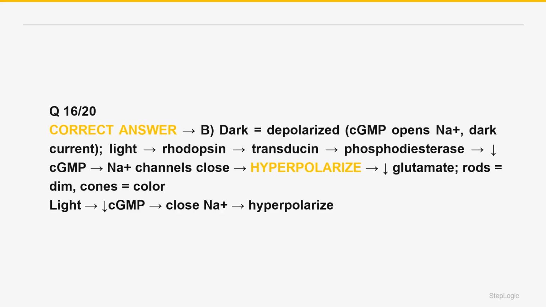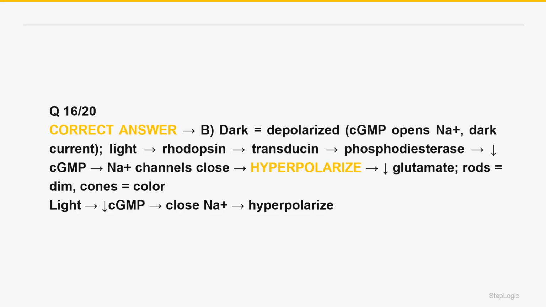When light strikes, it isomerizes retinal in rhodopsin, the rod pigment, activating the G protein transducin, which activates phosphodiesterase, which breaks down cGMP. The falling cGMP causes the Na+ channels to close, so the dark current stops and the photoreceptor hyperpolarizes, reducing glutamate release. That change in glutamate is the signal passed to bipolar and ganglion cells.